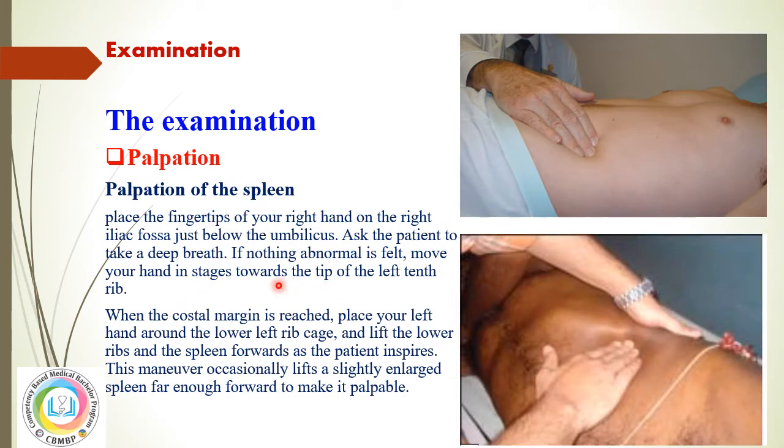Palpation of the spleen. Place the fingertips of your right hand on the right iliac fossa just below the umbilicus and ask the patient to take a deep breath. If nothing abnormal is felt, move your hand in stages towards the tip of the left tenth rib.